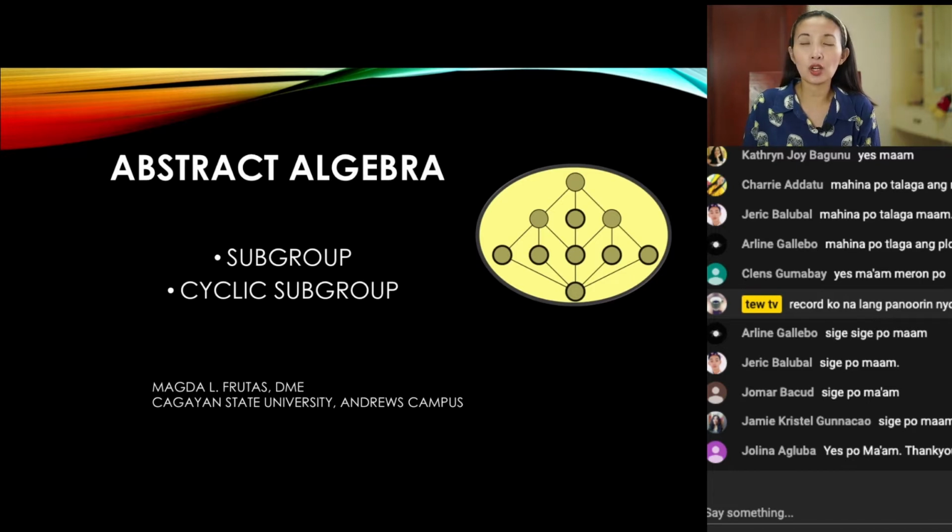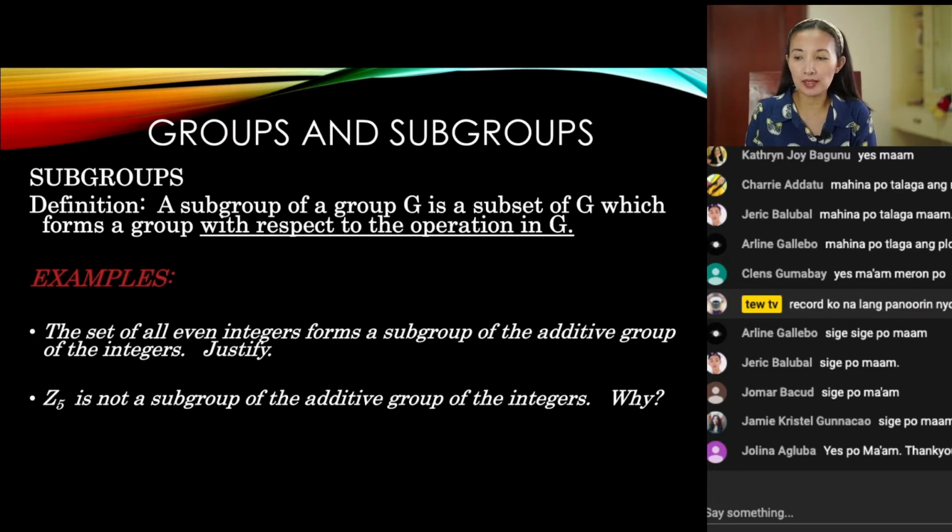Recall that we defined a subgroup last time: a subgroup of a group G is a subset of G such that it forms a group with respect to the operation defined in G. One example that we have cited is the set of even integers with respect to the operation addition. It's a subgroup of the additive group of integers, and we were able to prove or justify that.